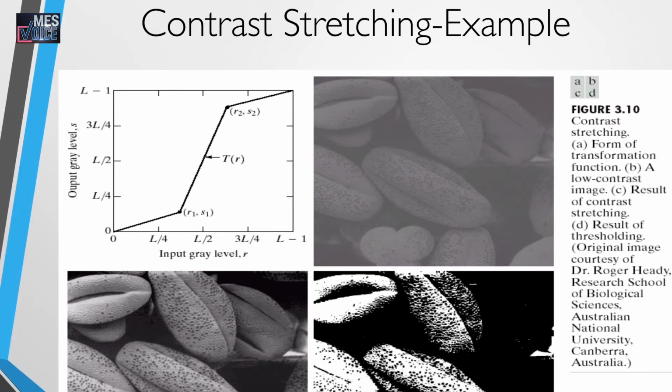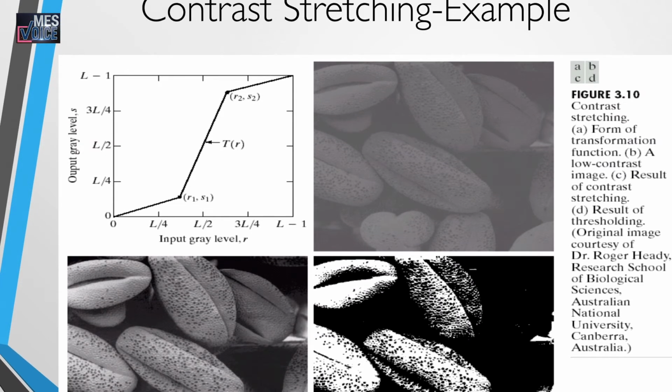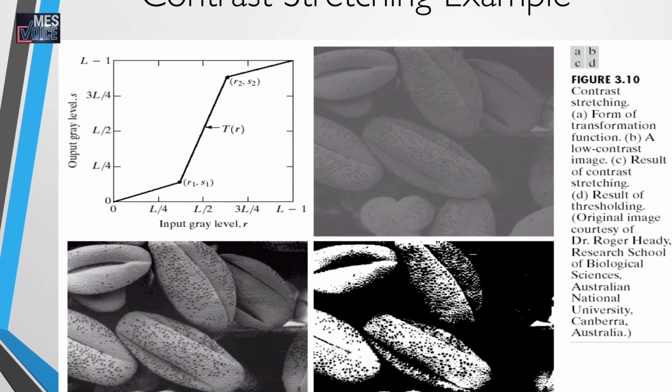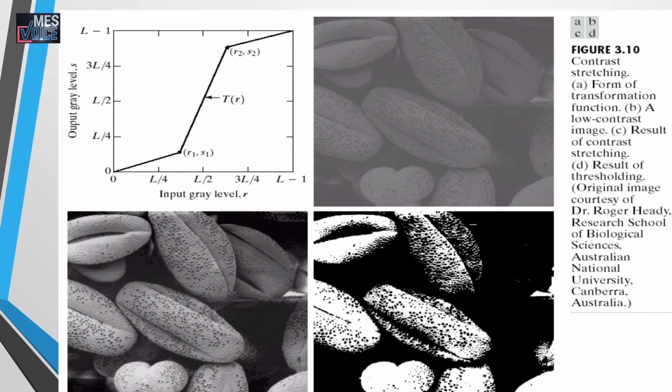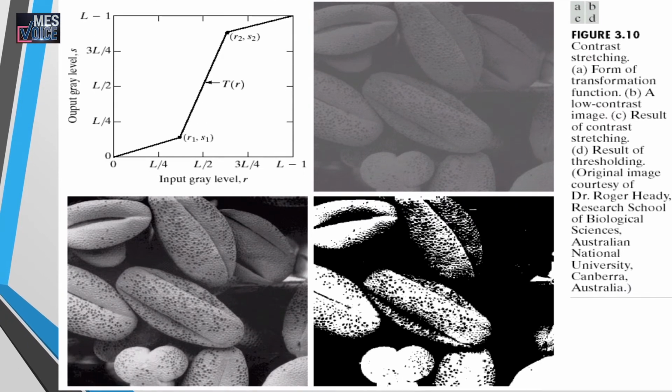Now we can see an example figure. In the example figure, A is the form of the transformation function, B is a low contrast image, C is the result of contrast stretching, and D is the result of thresholding.